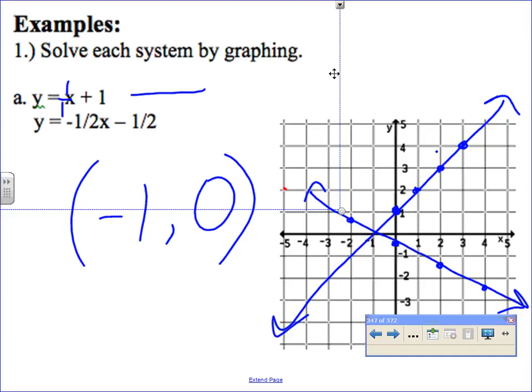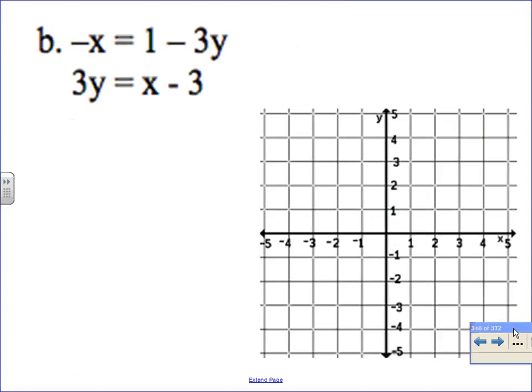Okay, let's go to letter B, okay? All right, letter B. What is different about this one? Annalise, what's different? Good, they're not in y equals form. So first thing on letter B we need to do is get these in y equals form. So Zach, what do you want to move first on the first one? You got to get it in y equals form. The y or the 1? The 1, okay, so let's minus 1 on both sides.